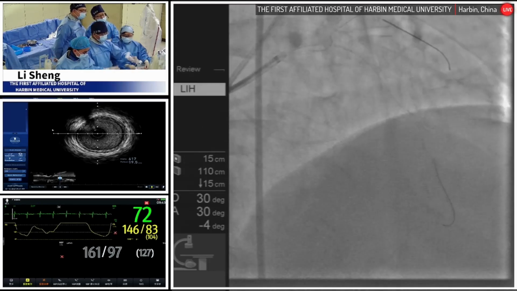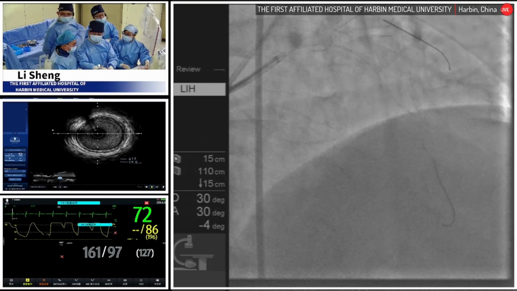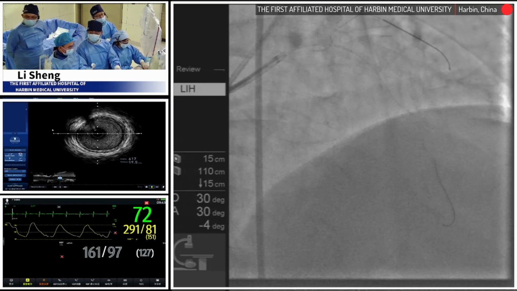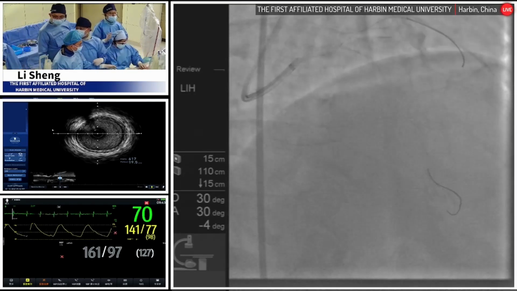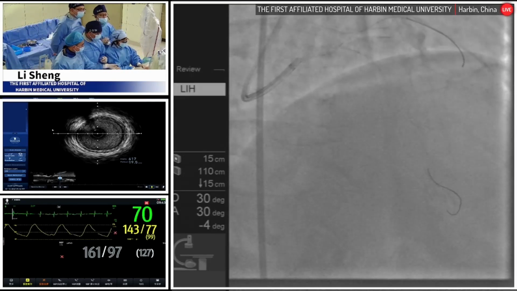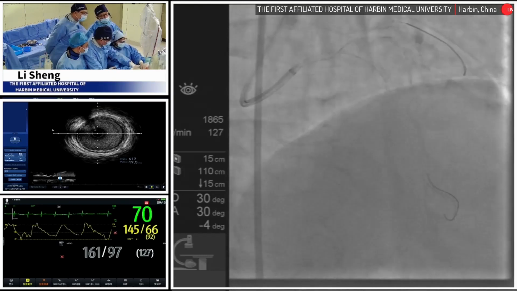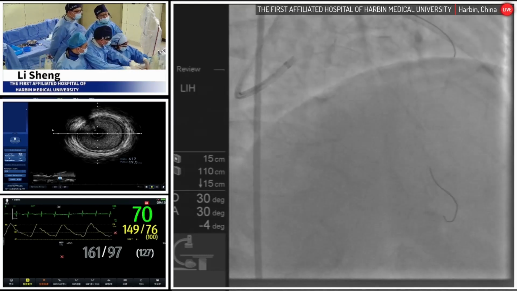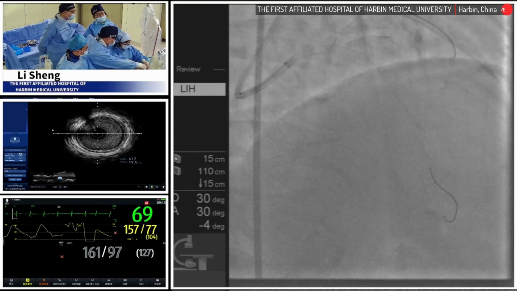This time we could perform QFR of the circumflex. Dr. Sheng, are you satisfied with the expansion of the second stent? Dr. Wang, are you satisfied with the stent expansion?